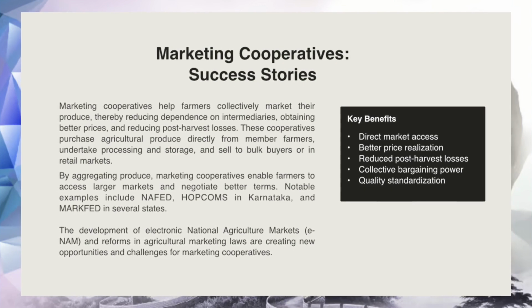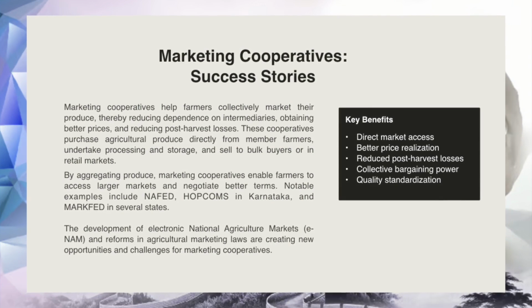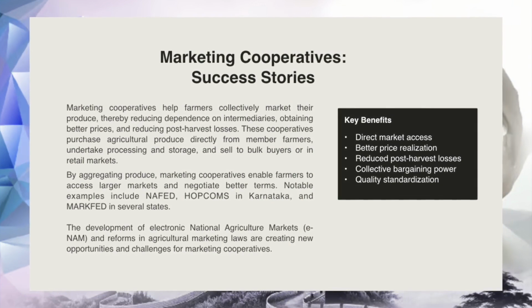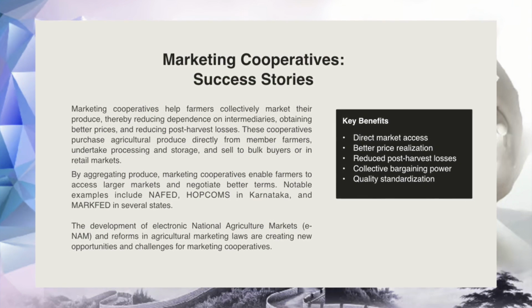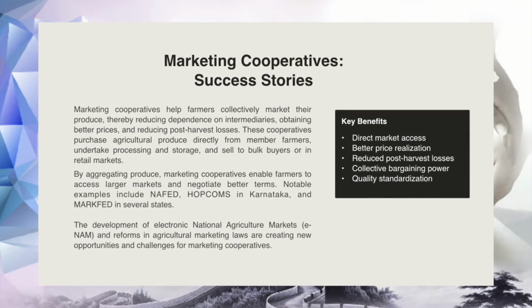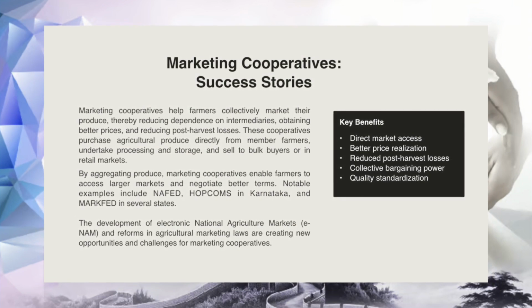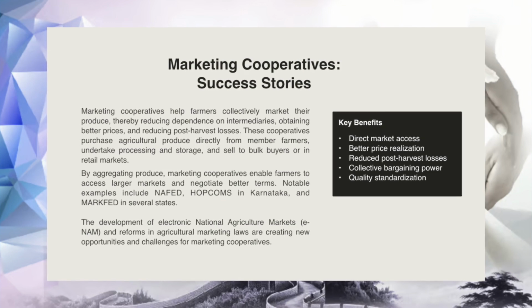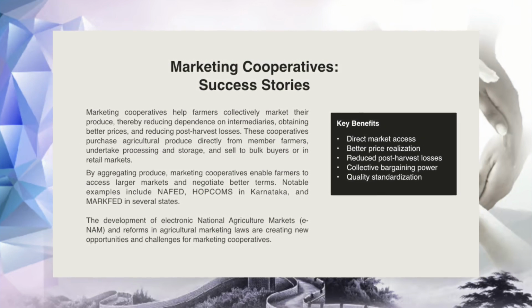Primary marketing societies operate at the village or the block level. District marketing federations coordinate activities across primary societies, and state marketing federations, which we often call state agriculture marketing boards, provide apex level support and market access. And some cooperatives also operate retail outlets to directly reach the customers.